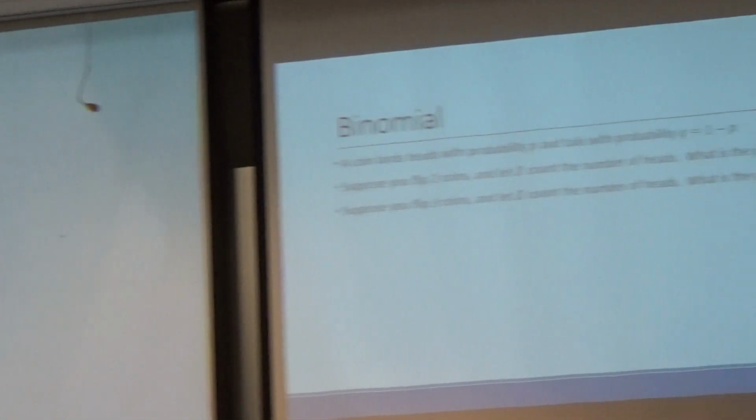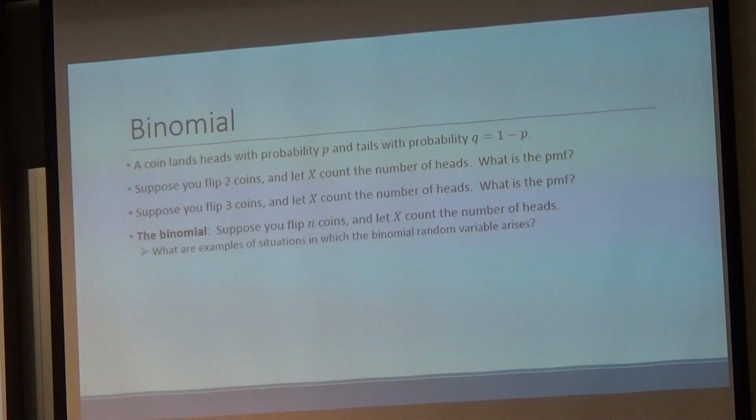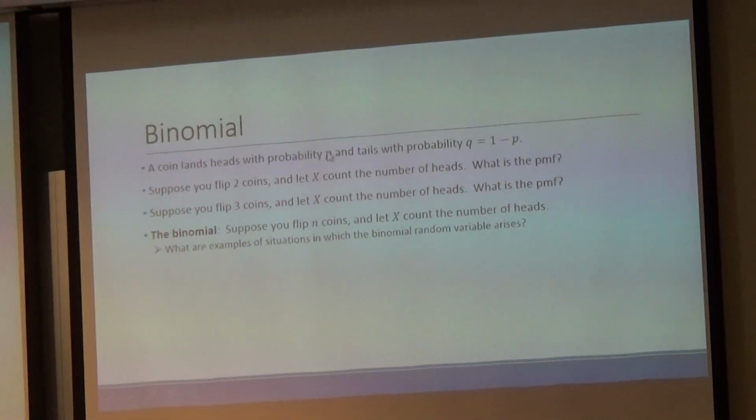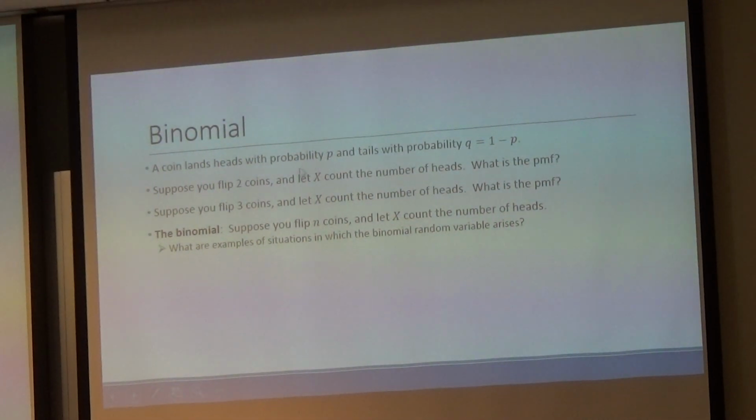I could keep doing this. In general, when I look at the binomial, it's parameterized by 2 things: this P, the probability that I get a head, and an N, which is the number of coins I flip. I didn't have to limit myself to 2 or 3. So I flip N coins, and I count the number of heads.